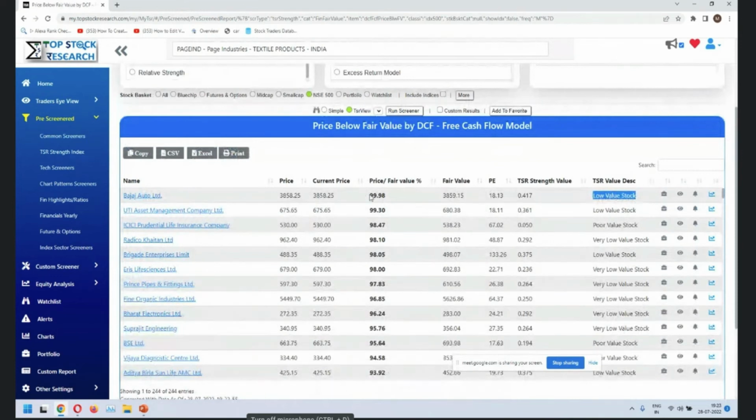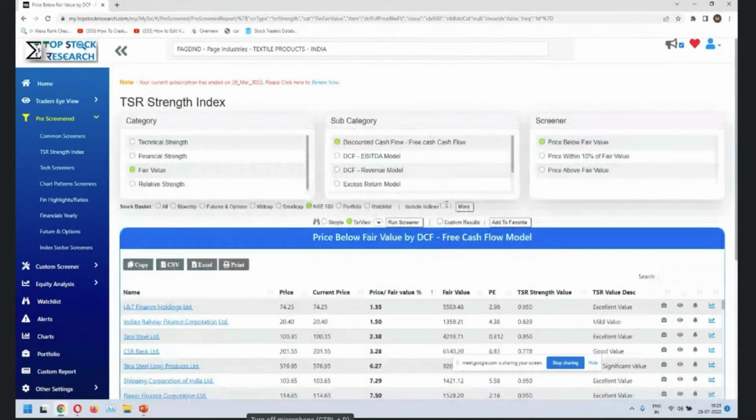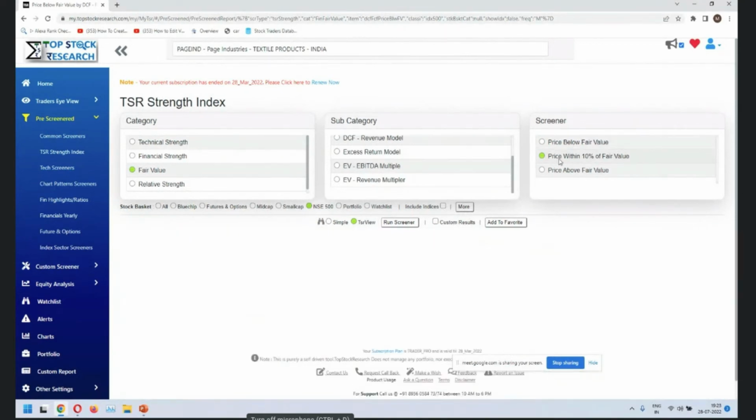Price to fair value. Bajaj Auto looks like one of the good stocks. UTI Asset Management, and there are a few things which are just at the fair value level. When you look at this, the L&T Finance Holding price to fair value is on a different level, right? So you just play with the system to see which one suits your requirement, depending on what you prefer, free cash flow or EBITDA model or revenue model or excess return model. We have 6-7 models available here. Price within 10% of fair value is what I generally prefer.